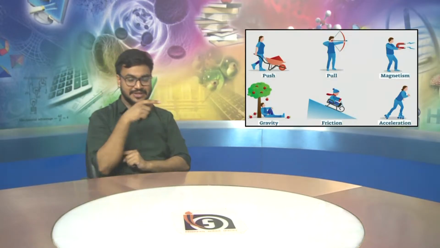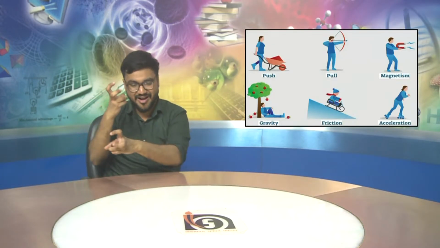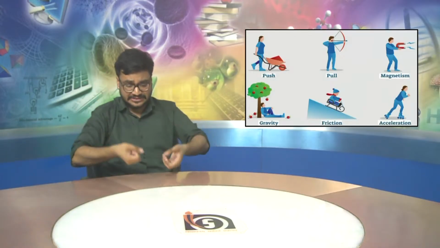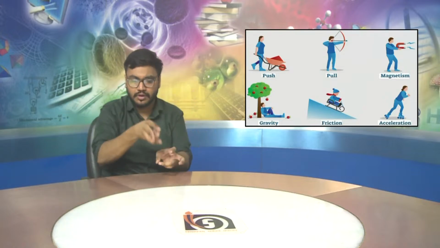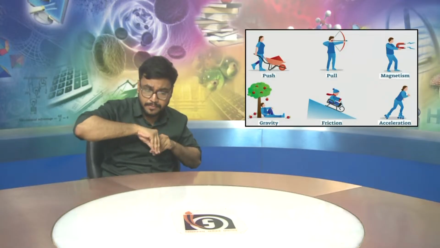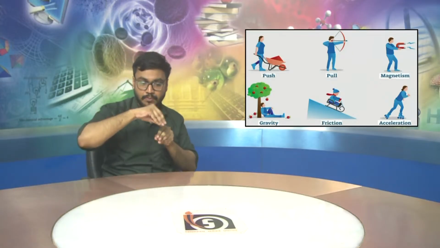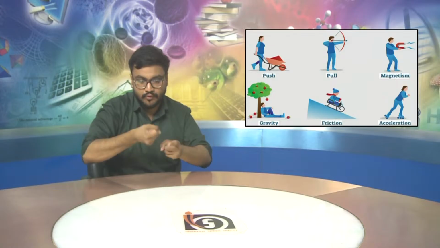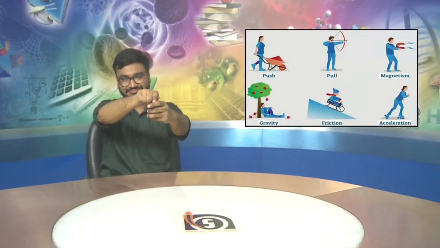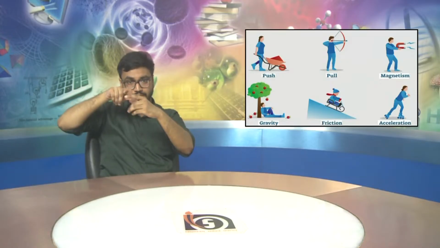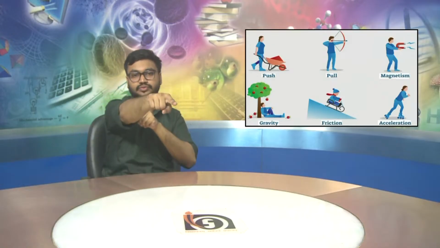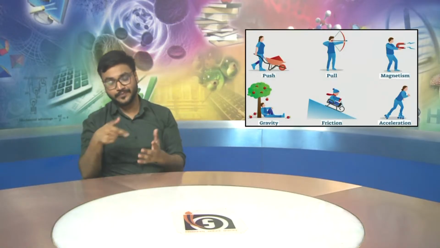For example, pushing a red cement trolley forward includes both force and movement. There is a forward force being used. And the second one, there is a boy pulling the arrow backward.